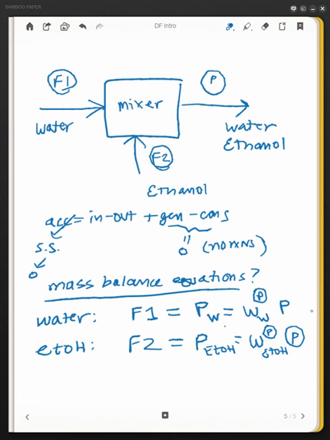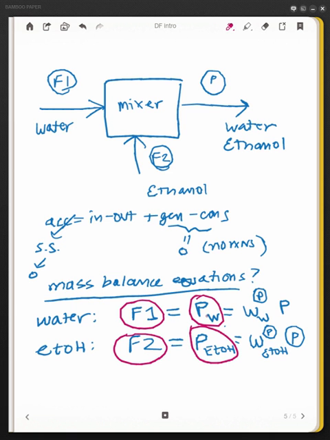Okay, so how many different unknowns do we have in here? Well, let's circle those in red. We don't know the flow rate of water coming in. We don't know the flow rate of ethanol coming in. And we don't know the flow rate of water coming out. And we don't know the flow rate of ethanol coming out.